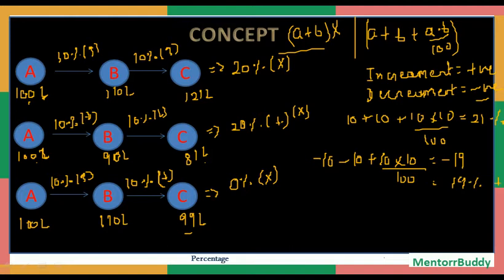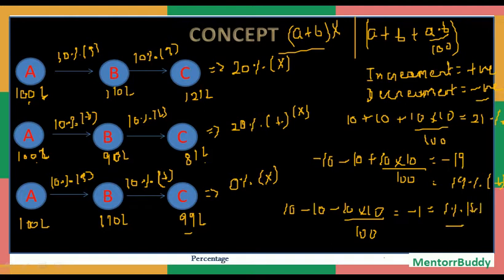Okay, on 100 lakh 19% decrement will be 81 lakh. That is again correct. And the final case, 10% increment and 10% decrement will be 10 minus 10 into 10 upon 100, so that will be equal to minus 1, which implies 1% decrement. On 100 lakh, 1% decrement will be 99 lakh.